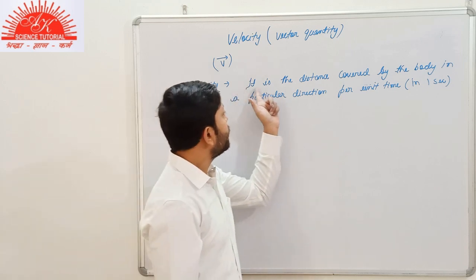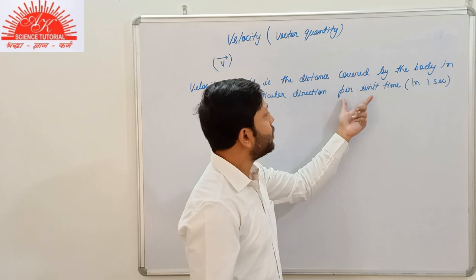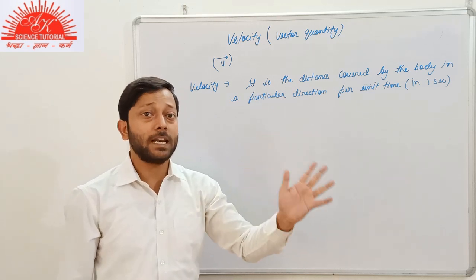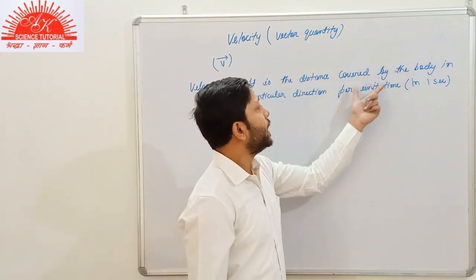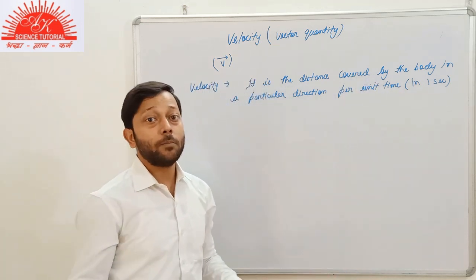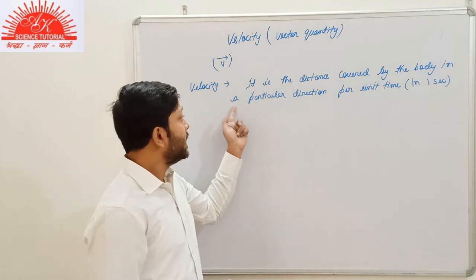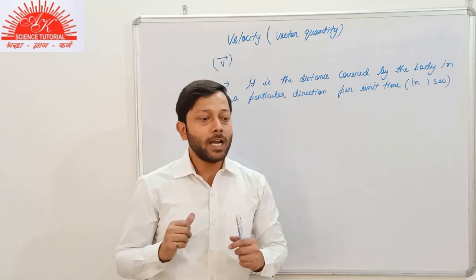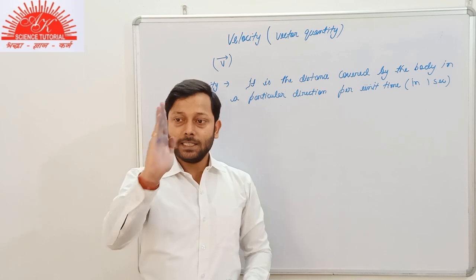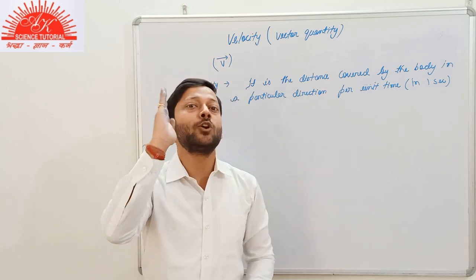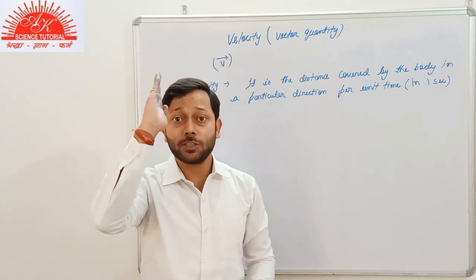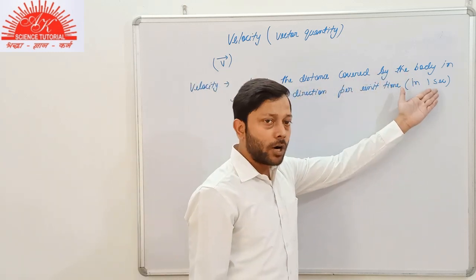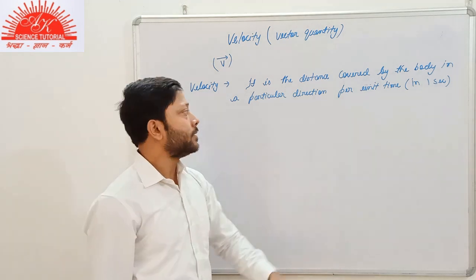In speed, what we wrote there was the distance covered by the body per unit time. That's it. About speed, that much information was enough to define speed, the scalar quantity: the distance covered by the body per unit time, or in 1 second. But the difference in velocity is only this part, about direction. In a particular direction means in a given direction. Suppose I am told to move in this direction only, then this line is my direction of motion. So I am moving along this particular direction that is given to me. So what is velocity? It is the distance covered by the body in a particular direction per unit time.